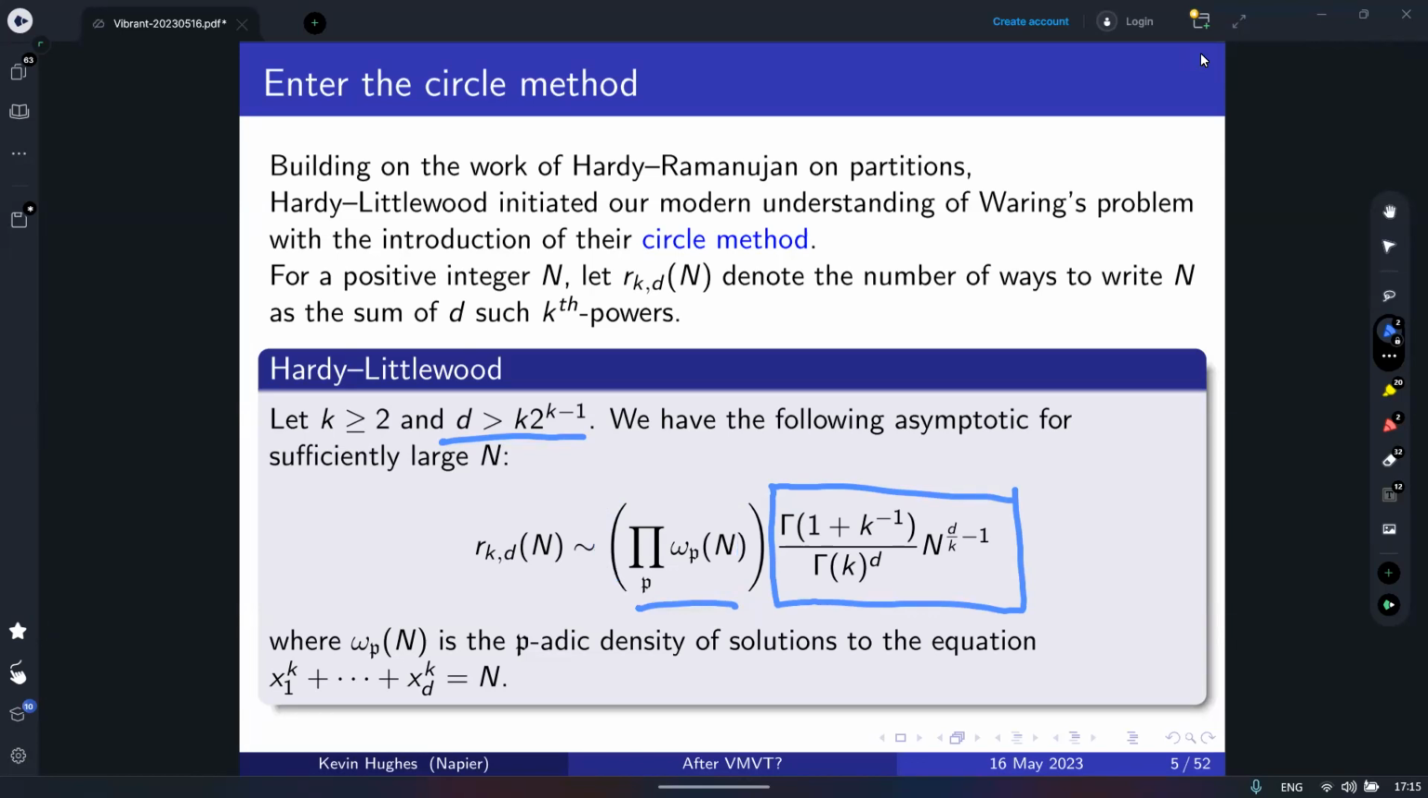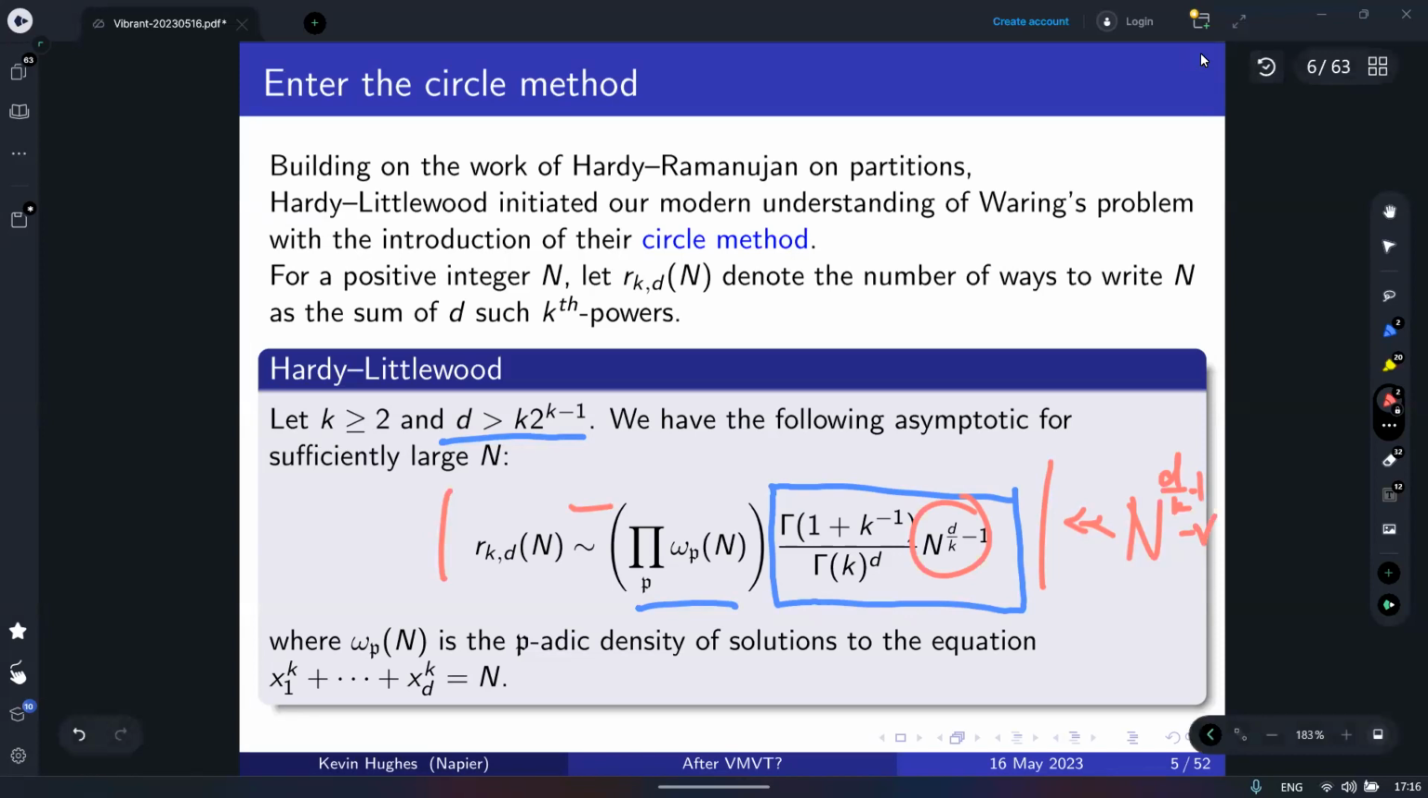This is asymptotic in the sense that the difference of these two sides, the number of ways to represent it and this interesting expression on the right, has some order of magnitude that is a smaller degree in n. So in particular, if I were to write this and look at the absolute value of the difference, it is less than some smaller power in n. It's smaller than that main term of n to the d over k minus 1. So that's what I mean really by an asymptotic. And this is a pretty satisfactory answer, all things considered.